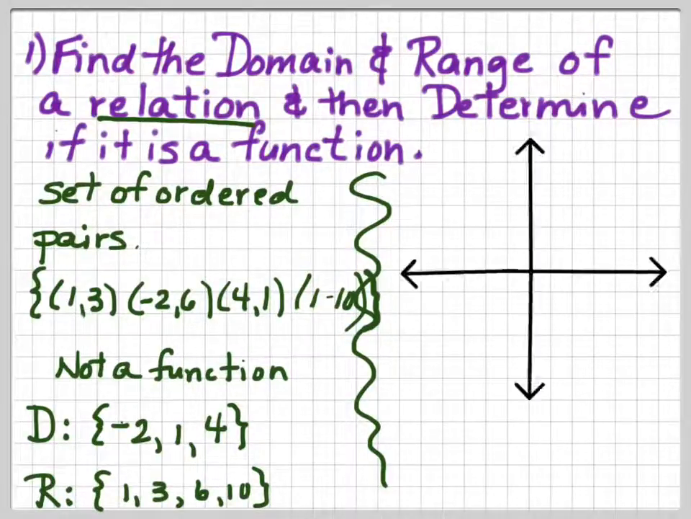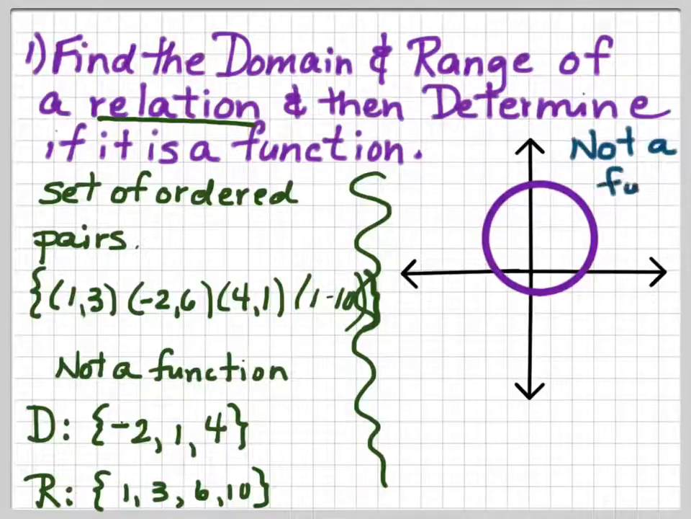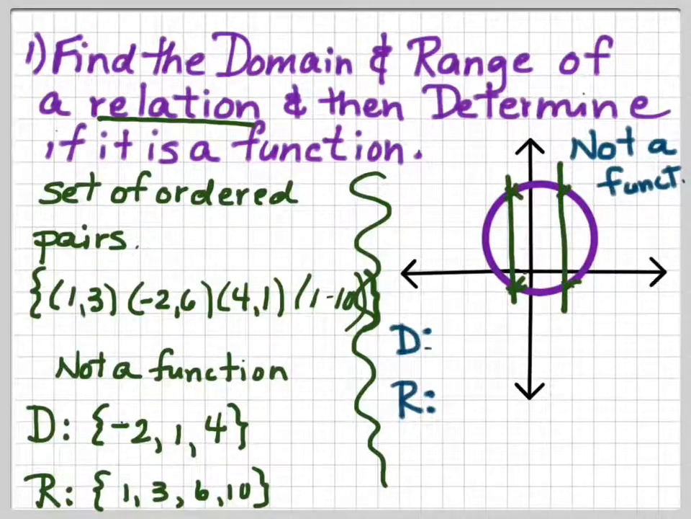All right, so let's do one with a graph. And I have a circle on this graph. And I want to know, is it a function? Well, it's not a function, and you can tell that because it does not pass the vertical line test. But once again, even though it's not a function, I can still find its domain and range.